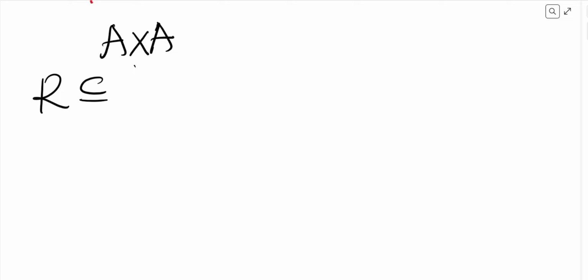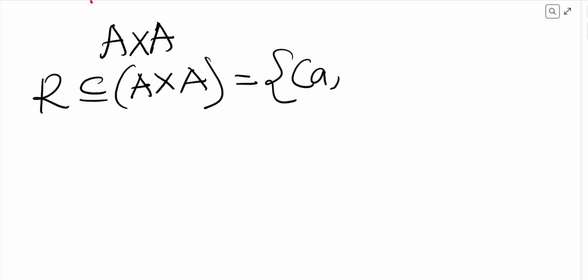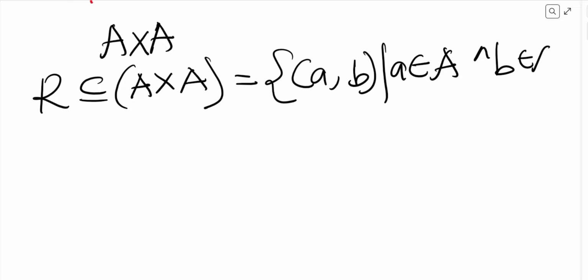Let's say a bijective mapping of A to itself is given as A cross A. So typically we are looking at a relation taking a set A and mapping it to another set A. And this is going to give us A, B, such that A is coming from the set A and B is also coming from the same set A.